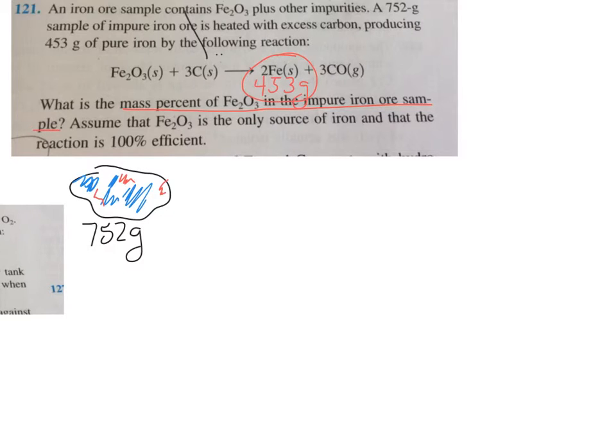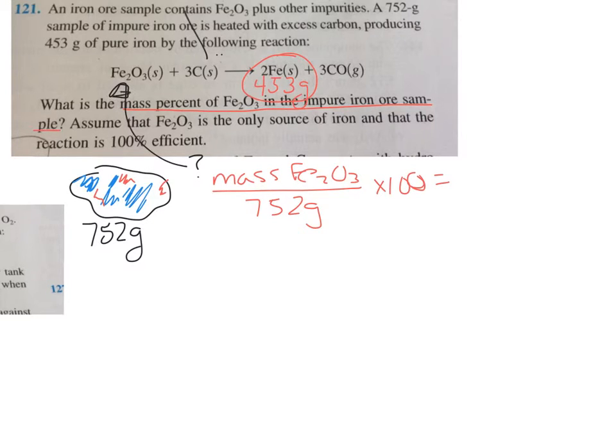Never mind the stoichiometry. On this one, we need to figure out what portion of the 752 is iron oxide, and then we're going to take the mass of iron oxide that we find, divide it by the 752 grams and times 100, and that's going to give us the percent of this rock that's iron oxide, the mass percent. So in order to do that, the real question is to find the mass of iron oxide, and the way we find that is from the stoichiometry.